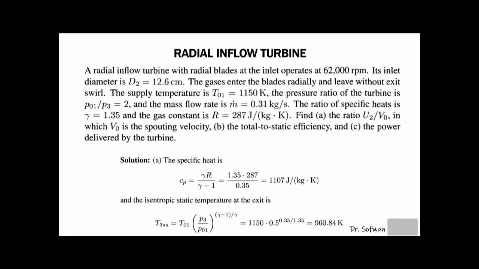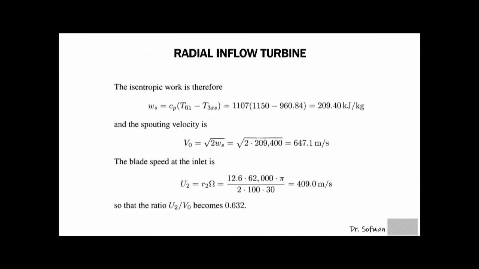Okay, now we can calculate the isentropic work delivered by the turbine using one of the work expressions that we have seen before, which is Ws equals Cp (T01 minus T3ss). So we already calculated Cp, and we know T01 from the question, and we have calculated T3ss. So we just plug in all those values into this equation.